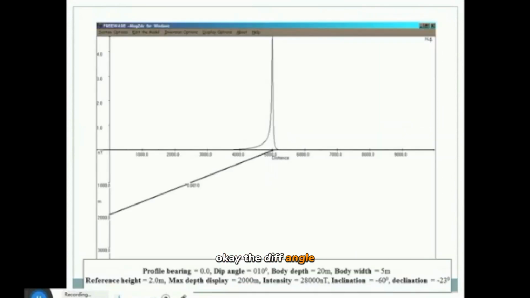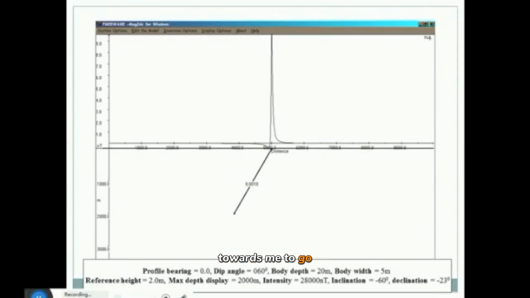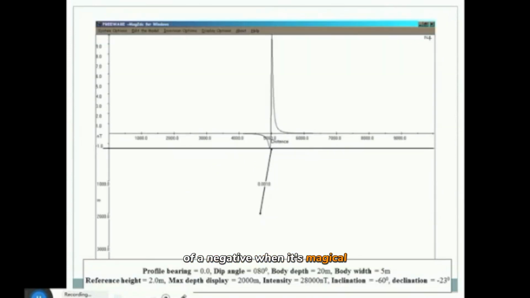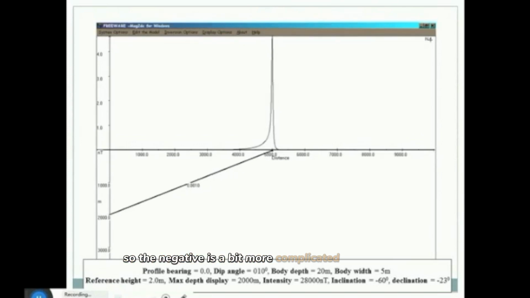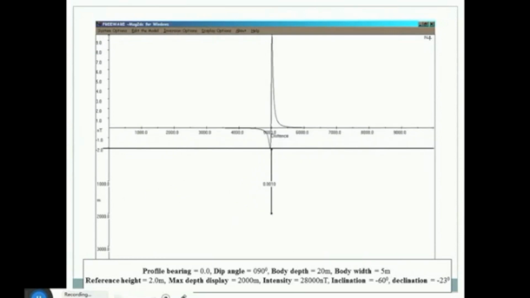Okay, the dip angle. So you can see already this anomaly has changed. You're expecting a positive and a negative, but because of this dip, you've lost that negative. So let's see how it changes as our body moves towards vertical. We can see there's much more of a negative when it's vertical, and the negative disappears as it dips upwards. So magnetics is a bit more complicated than gravity. Although we saw this in gravity as well. As the body dips in gravity, there was an image I showed you, it makes the anomaly less symmetrical. So you're adding more of a negative as it's becoming vertical.